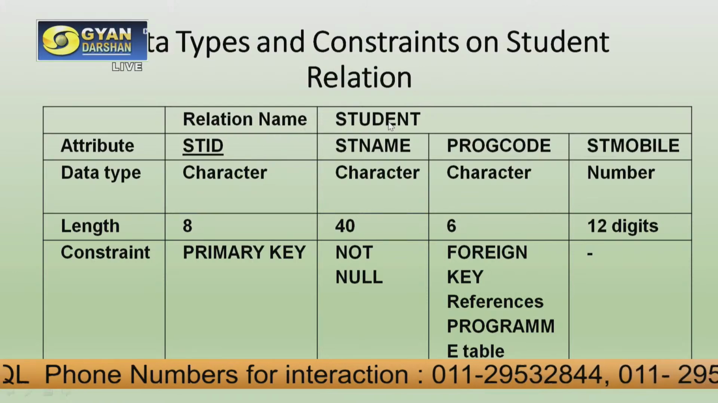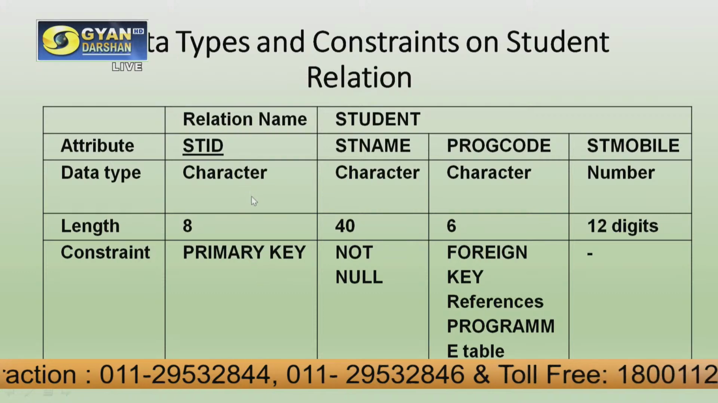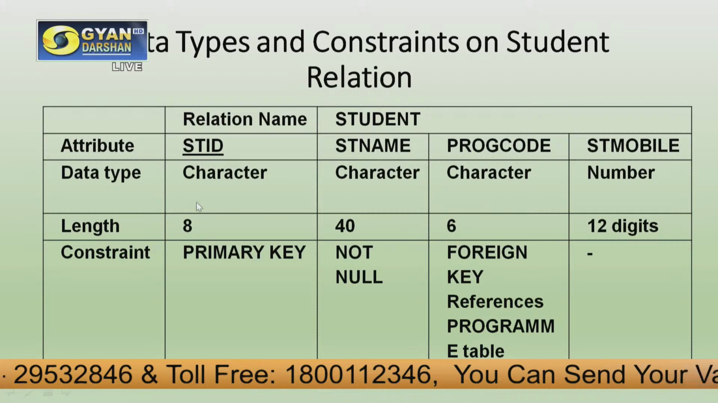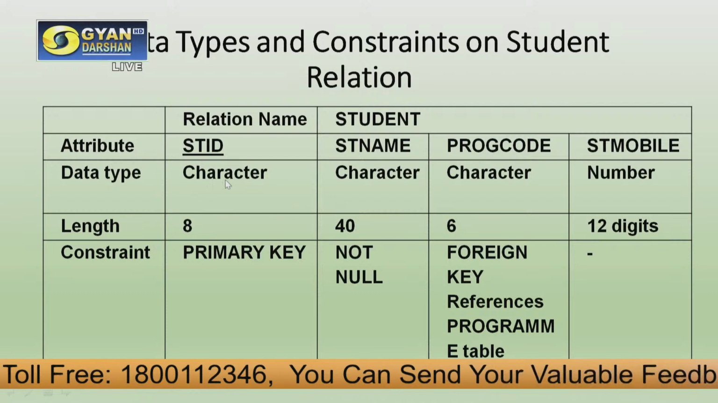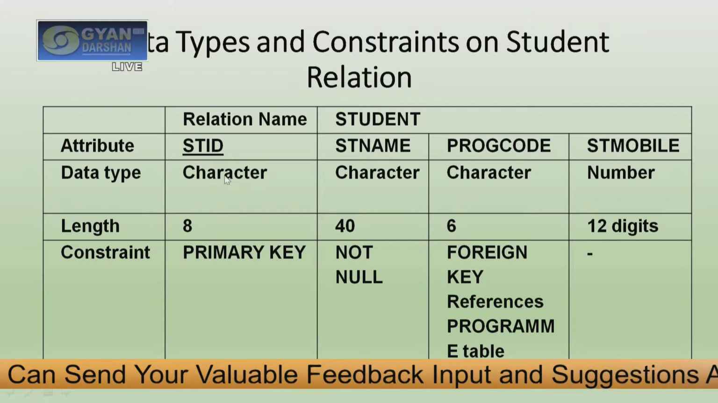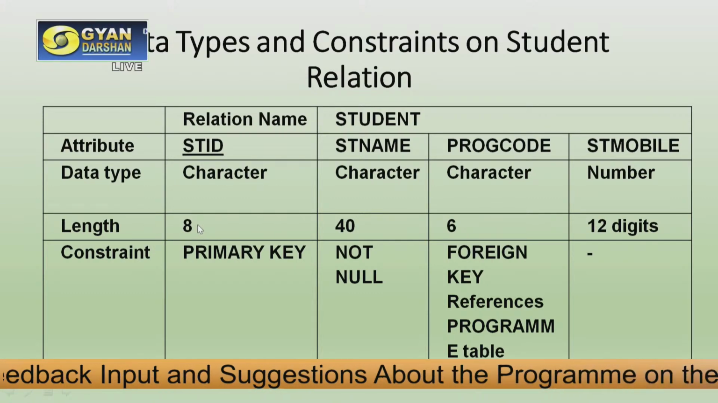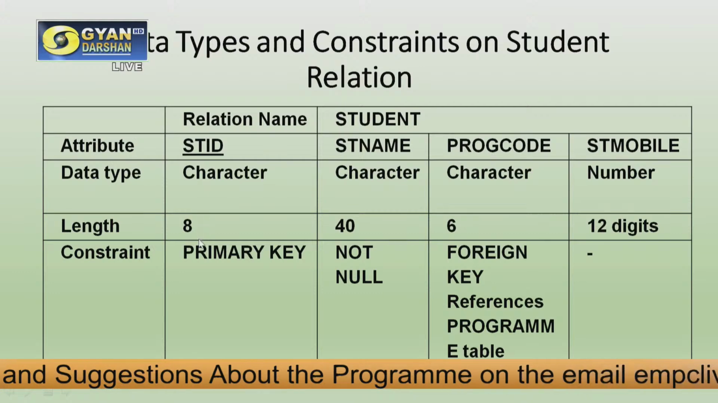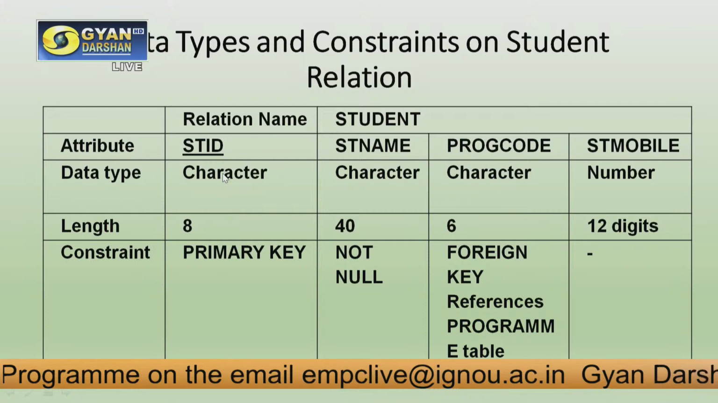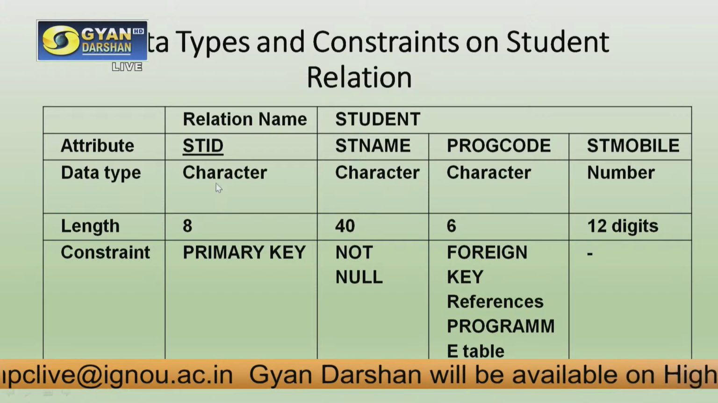Well, data type and constraint on the student relation. If we look into the student relation, let's look into each attribute independently. So what you see, student ID, why we have chosen character? As we want to display all the characters which are there, all the 8 characters which is the length. So even if some preceding zeros are there, they will also be displayed. And we are not using this student ID for computation purposes. So it is better to use character.